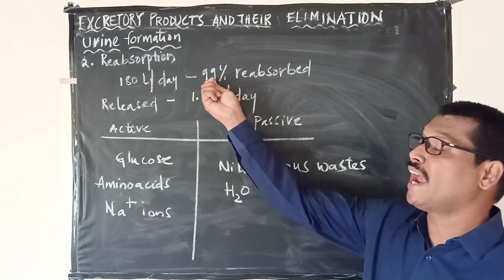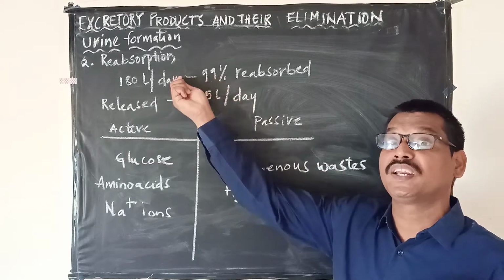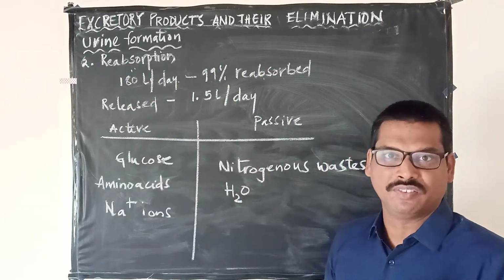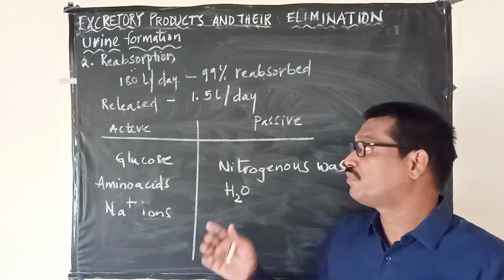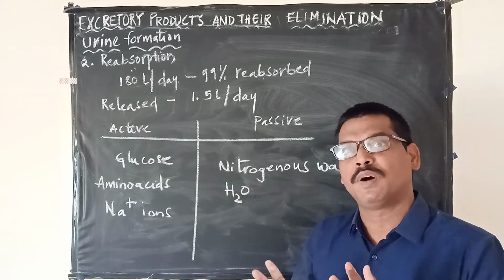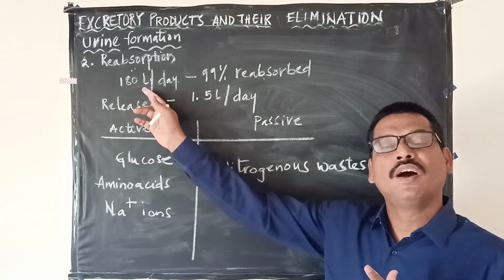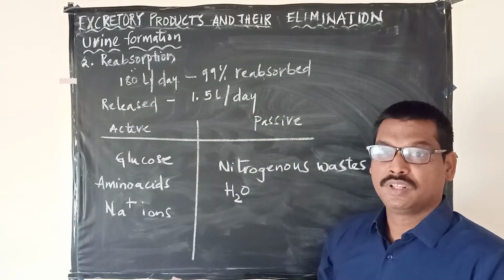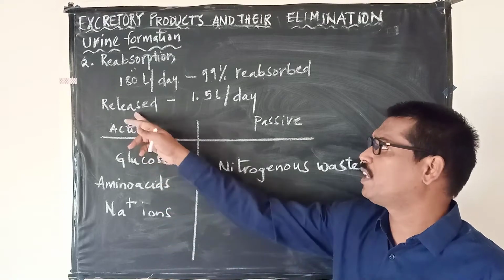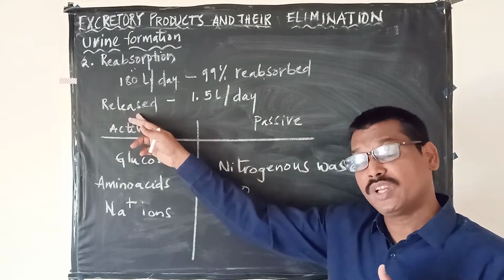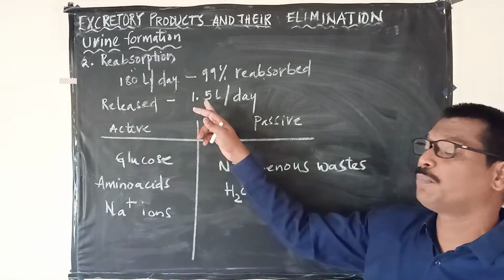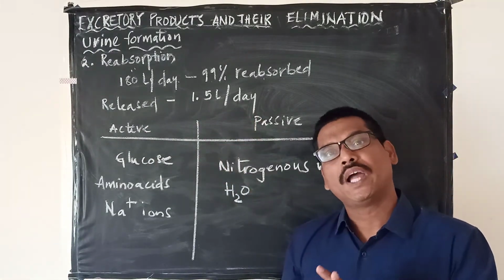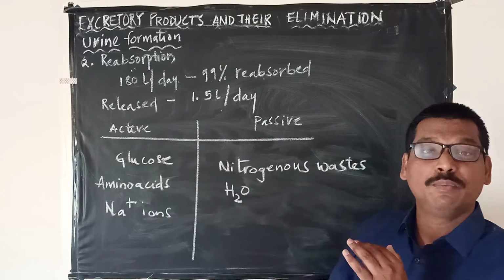Remember, about 99% of this filtrate is reabsorbed. That's why we are calling it reabsorption. Okay, 99% of whatever filtrate is formed, about how much? 180 liters per day. From that, 99% is reabsorbed. Then approximately how much urine will be formed and released? It is about 1.5 liters per day. 1.5 liters per day will be released.